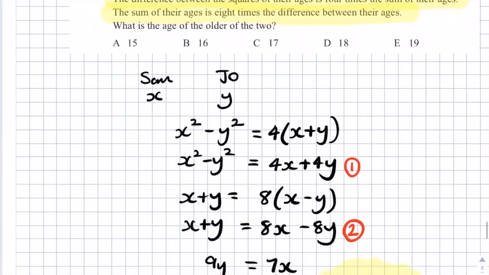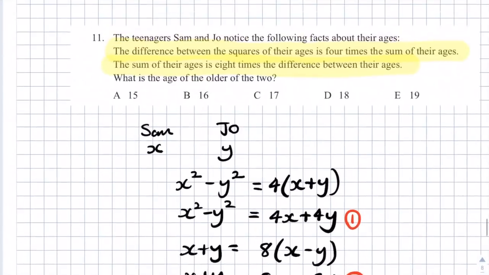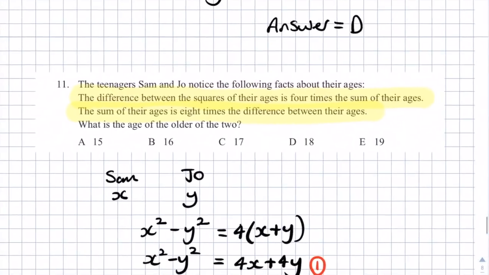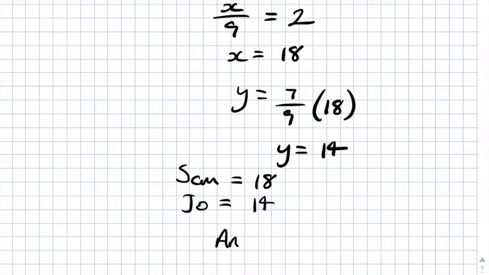So that means that Sam, because Sam is x, is 18 and Joe is 14. And the question said, what is the age of the older of the two? That's Sam. The answer is 18. That is D. So therefore, our answer is D.